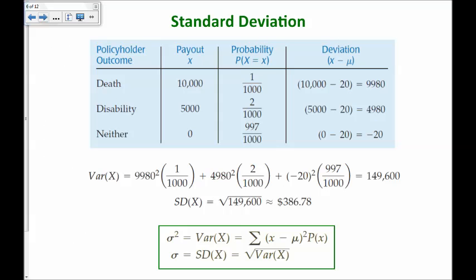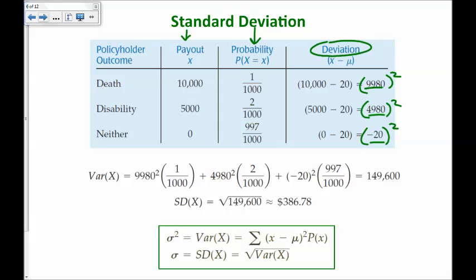Now for the standard deviation, we again have the payout values and the probability that that value would occur, and we also have the deviations. This is just like we saw back in chapter 6 when we defined standard deviation. We look at the deviations from the means, and those are these values right here. And just as we saw in chapter 6, we will look at the squared deviations.